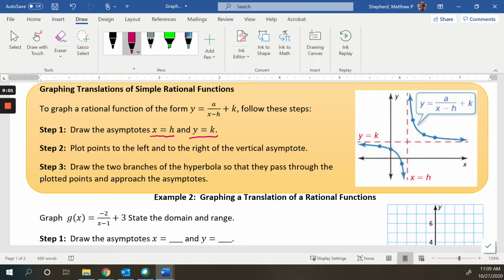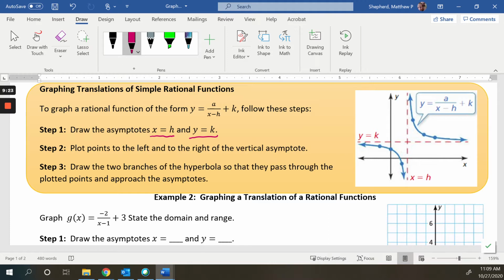We've got y is equal to k. If you add a number to a graph, that's going to move it up. So our original asymptote was at y equals 0. Well, if we add a k to it, everything will go up k places, including the asymptote. We're going to plot these points to the left and right.